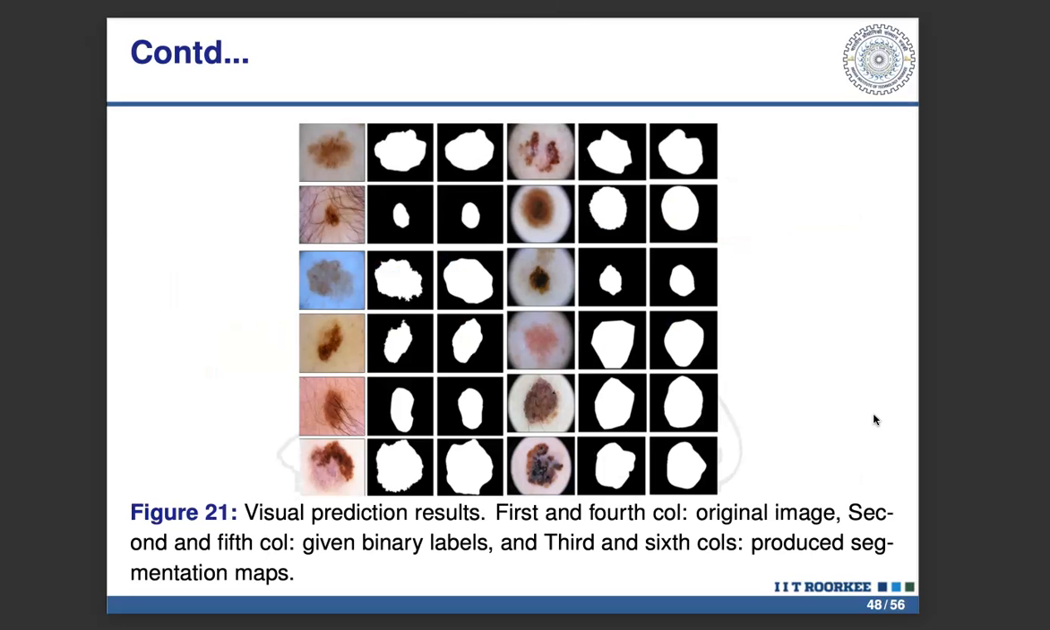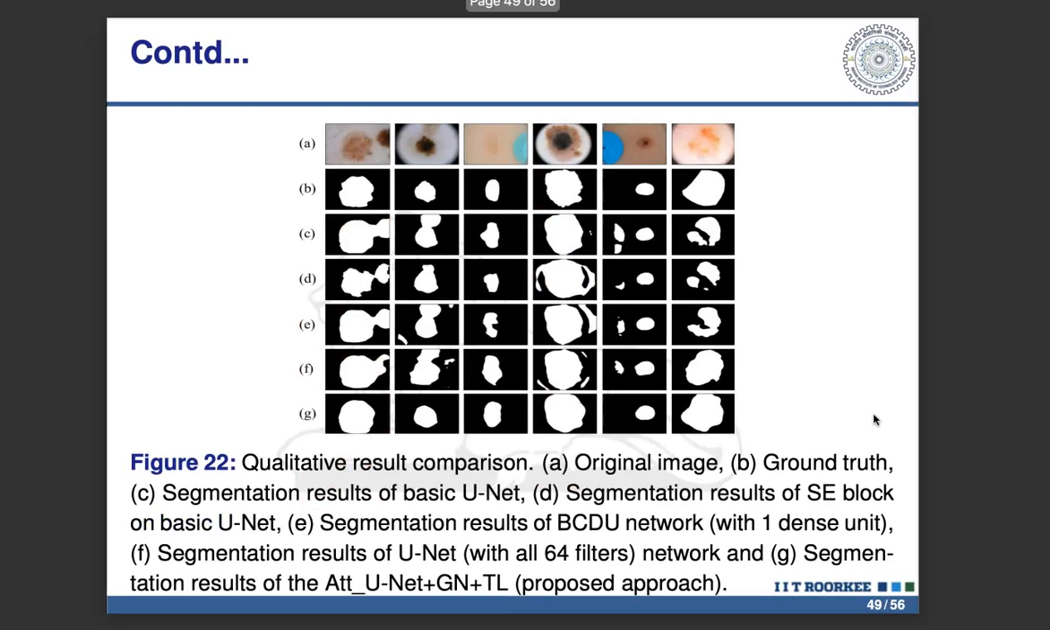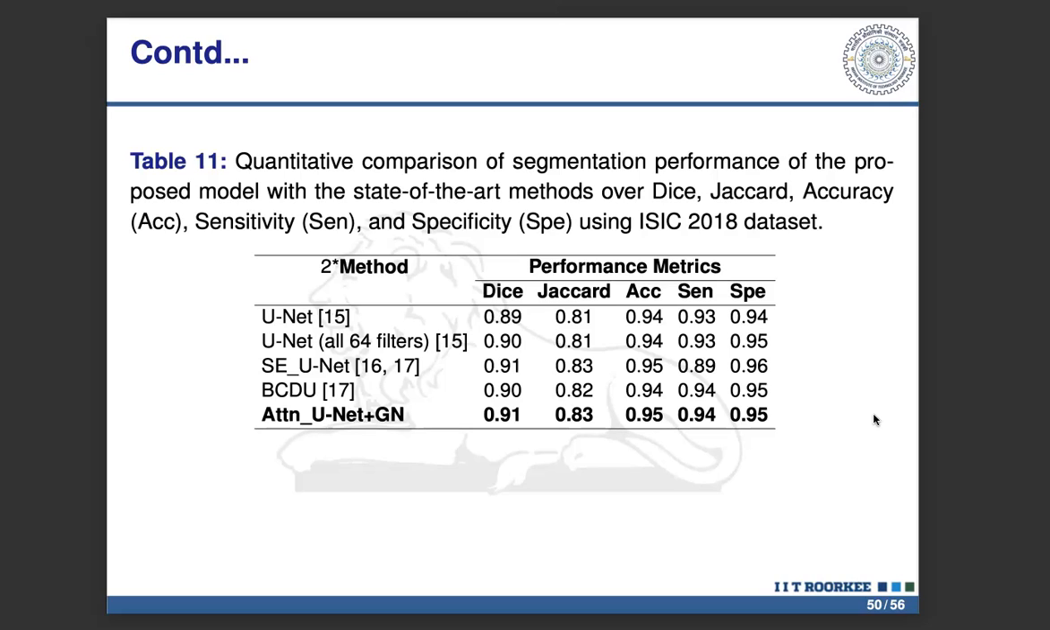These are the corresponding segmentation results on the with-frame and without-frame input images. This is the corresponding qualitative result comparison of the acquired images on the proposed method with the state-of-the-art segmentation methods. These are the corresponding quantitative comparison results, which show that the proposed method has produced better results than the state-of-the-art segmentation methods.